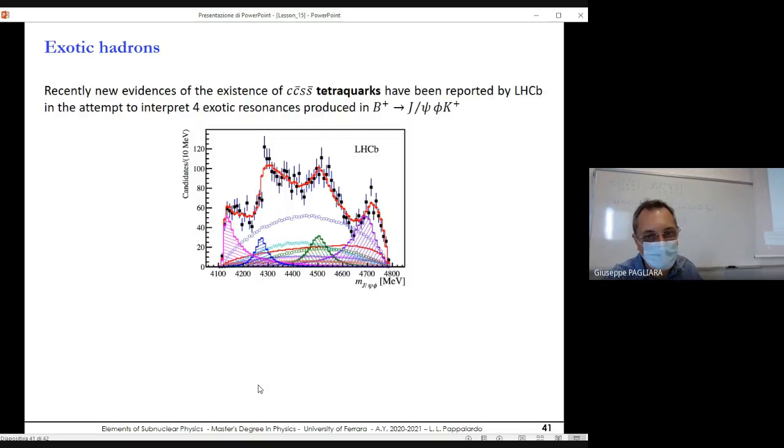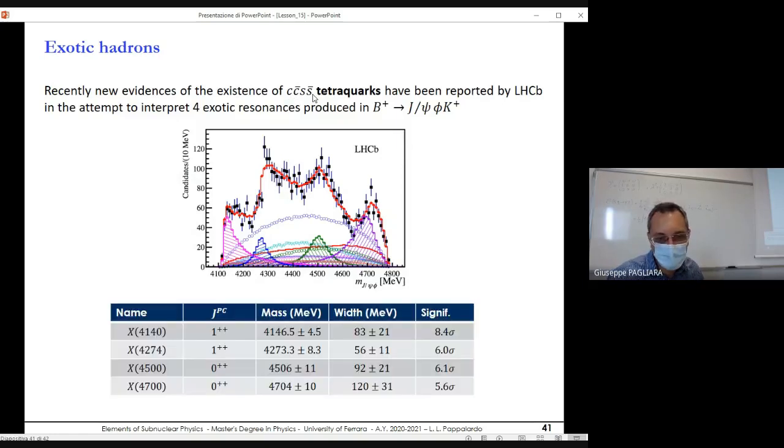Another thing is the tetraquarks. Also, this was observed by LHCb a few years ago. Four different states, you see one, two, three, four, that you need in order to fit your experimental data in this invariant mass spectrum. And this is consistent with a tetraquark with the structure c cbar s sbar. And you see here now more detail: the quantum numbers, the mass, the width, and also the significance, all above the threshold of 5 sigma.